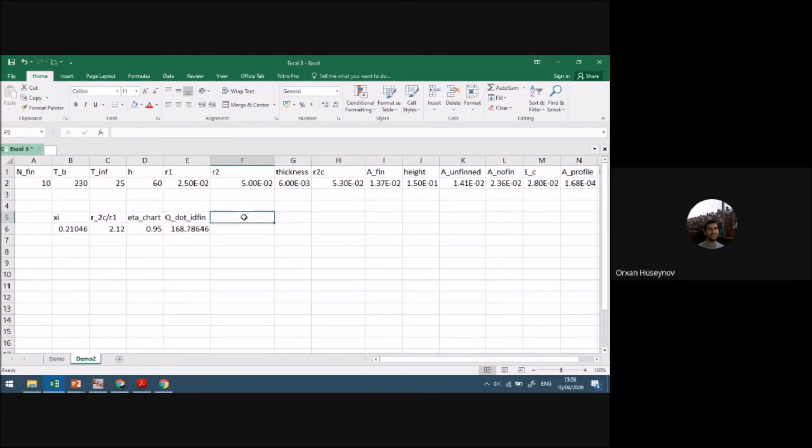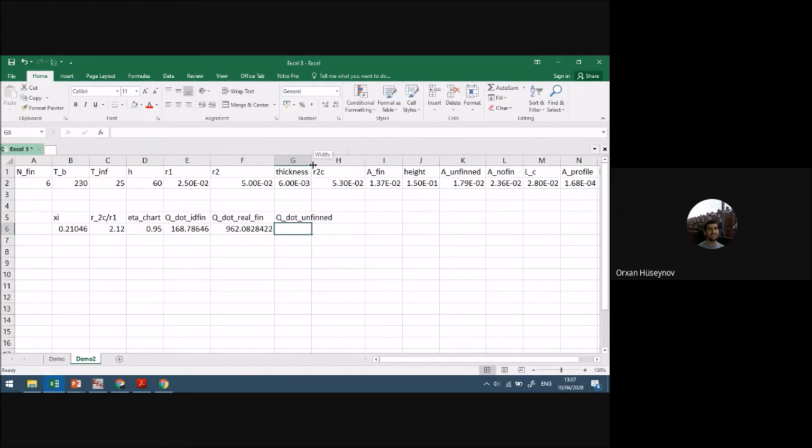So Q dot ideal fin, so then it will be Q dot real fin. There are six fins, so I should include that one here. Because there are 6 fins and this one is for 1 fin, it will be equal to this one multiplied with efficiency. This one is for 1 fin, multiplied with number of fins, and this is the real fin. That is 962. Okay, it is good. So much. And then we will have the Q dot unfinished part.